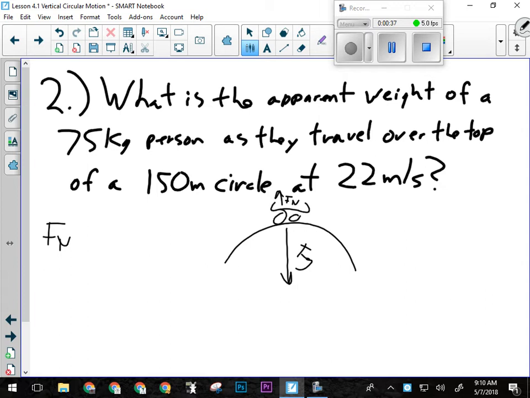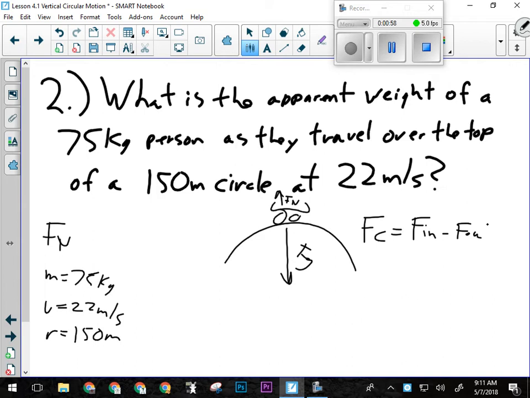We know the mass of the person is 75 kilograms and they are traveling at 22 meters per second, and the radius of the circle is 150 meters. So we know quite a bit of information here. We are looking for the apparent weight. So Fc equals forces in minus forces out, and that's going to mean Fc equals the force of gravity minus the normal force.